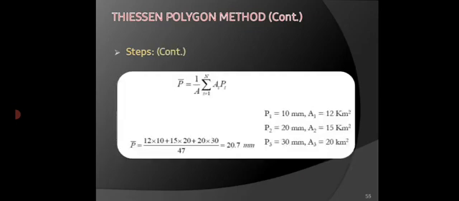Areal average. So finally the mean rainfall calculated by the Thiessen polygon method is given by this equation: P bar equals 1 by A, sigma i equals 1 to n, Ai Pi. Assume the rainfall at rain gauges P1, P2, P3 is 10 mm, 20 mm, 30 mm, and the areas surrounding them are A1 12 square kilometers, A2 15 square kilometers and A3 20 square kilometers. Then we multiply each area with its rainfall value, sum up, and divide by the total area of 47 square kilometers. So we get the average rainfall.